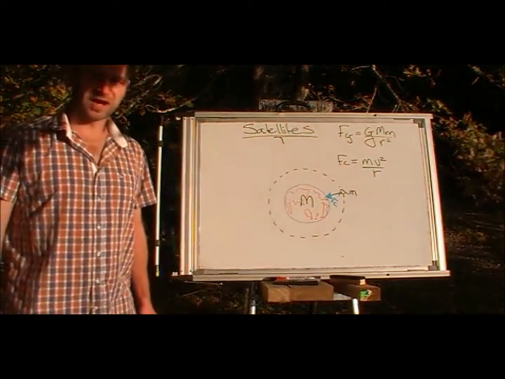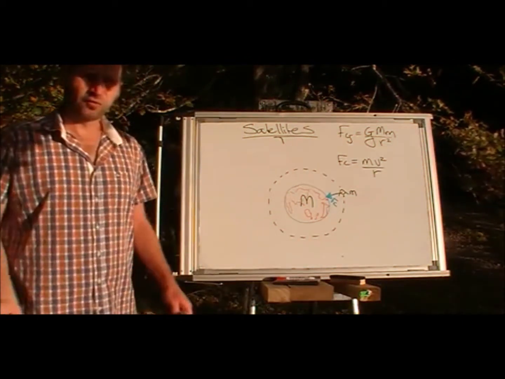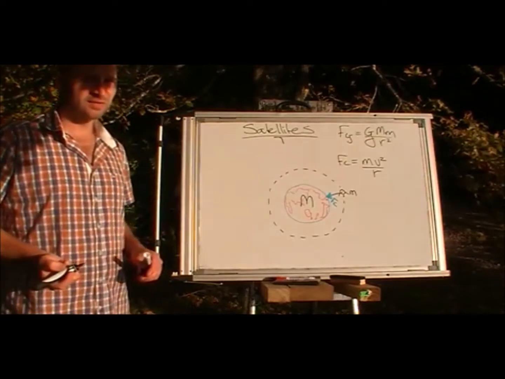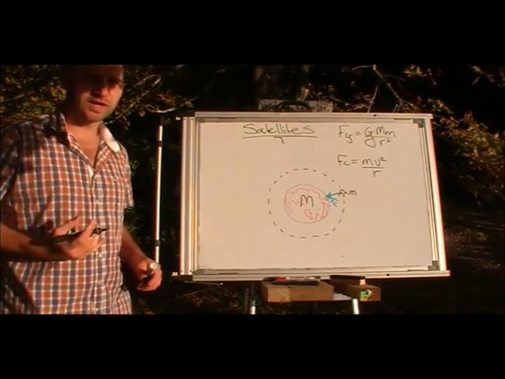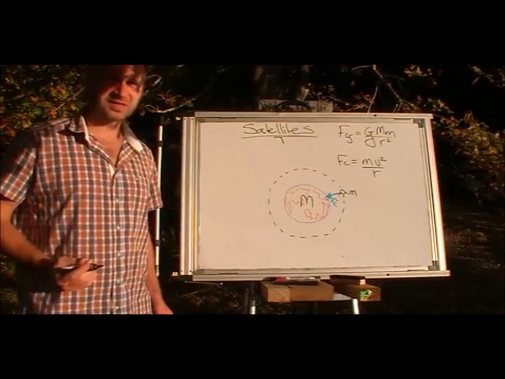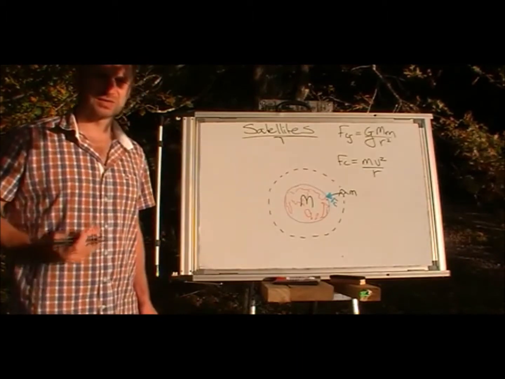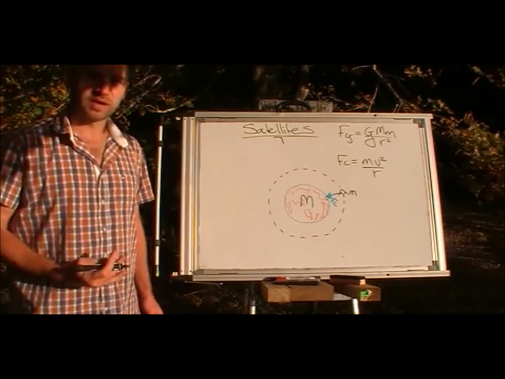mv squared over r. Now we know that for stable orbit, for that satellite to stay at a constant radius of orbit, those two forces have to be equal. Gravity has to exactly provide the centripetal force.